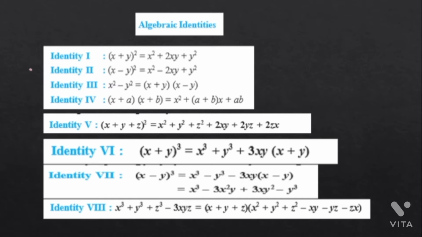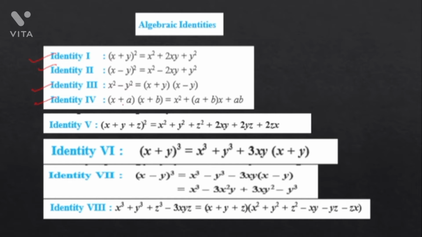So the very first identity is (x + y)² = x² + 2xy + y². Or you can use the variables like a plus b. So (a + b)² = a² + 2ab + b². So in the place of xy, you can also use ab. The second identity is (x − y)² = x² − 2xy + y². Identity 3, x² − y² = (x + y)(x − y).